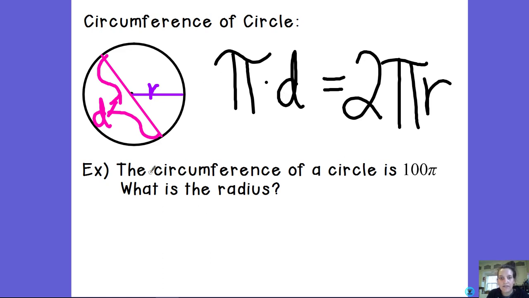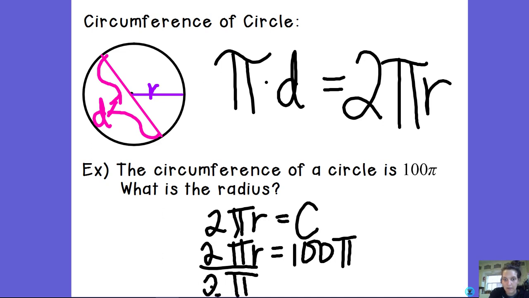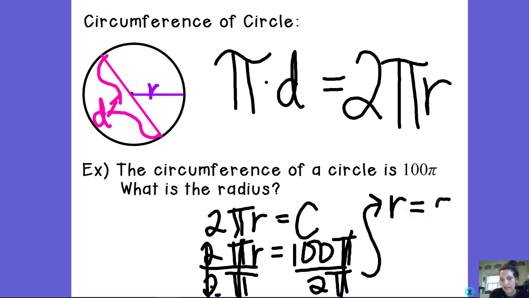So if the circumference of a circle is 100 pi, what's the radius? Well, we're trying to find the radius, so 2 pi r is our circumference. So we're going to set that 100 pi equal to 2 pi r. I'm trying to solve for r, so I have to divide by this 2, and I have to divide by this pi. So I'm going to divide by 2 and pi on both sides. So the 2s cancel, and then the pi's cancel out over here on the right side. And so my radius ends up being 50.